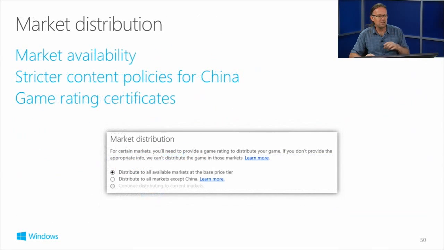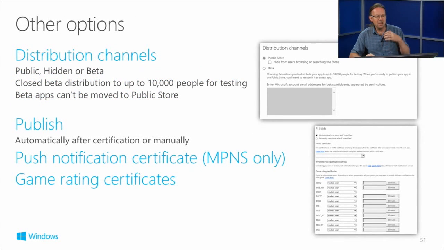Then you select your pricing, you select which markets it goes to. There are stricter content policies for China, so just be aware of that. There are game ratings for games that you have to enter. Then you've got your distribution channels. Does it go to the public store when it's passed through certification? Is it hidden? It goes into the public store but doesn't turn up in any of the listings. So it's one little way of having private apps, because you know the link to that app in the store.